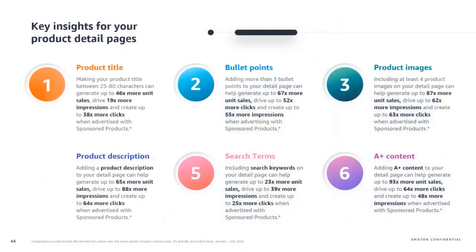So as a recap, I wanted to quickly go through best practices for setting up your product detail pages, along with some insights that can help you understand how taking these actions with the detail pages for your advertised products can impact your impressions, your clicks, and your sales. So first, make sure that your product title is as good as it can be. Make sure to improve your bullet points, to include great product images, to create a great and informative product description, to include search keywords on your detail page, and to use A+ content if it's available to you. Once again, you will be able to download this presentation and review all of these key insights later on.